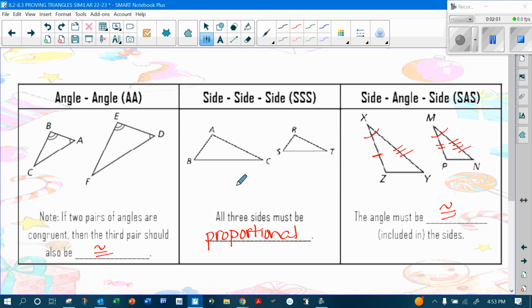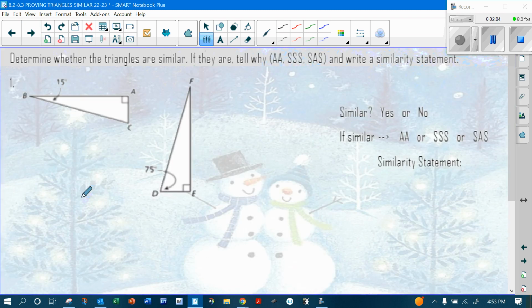They have to match. All right, so let's look at determine whether the triangles are similar. So we're going to figure out if it's angle, angle, side, side, side, or side, angle, side. And then we're going to write a similarity statement. A similarity statement is a statement that you make. We're just going to write it.